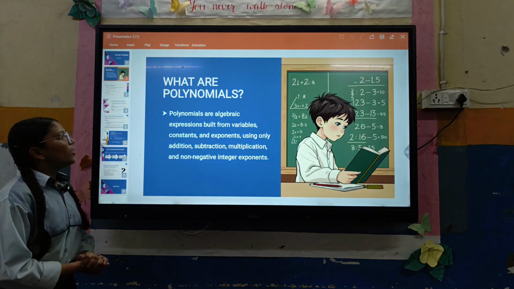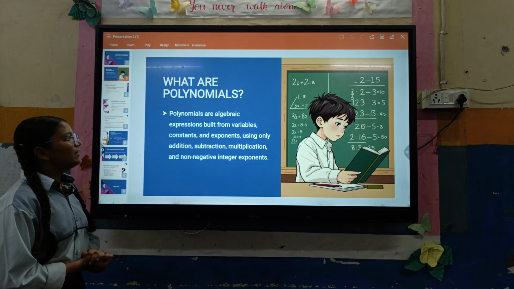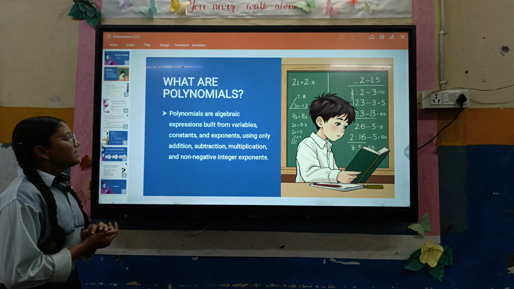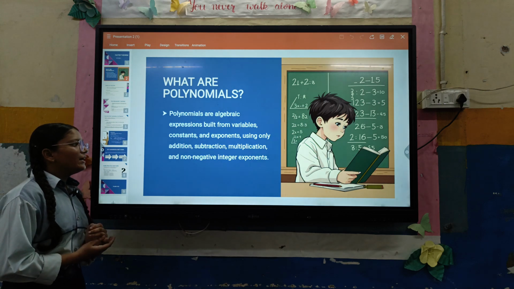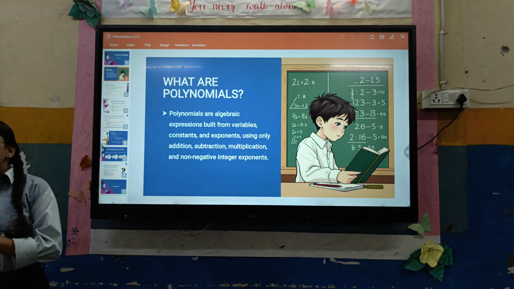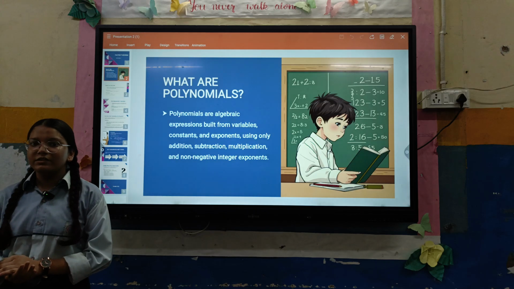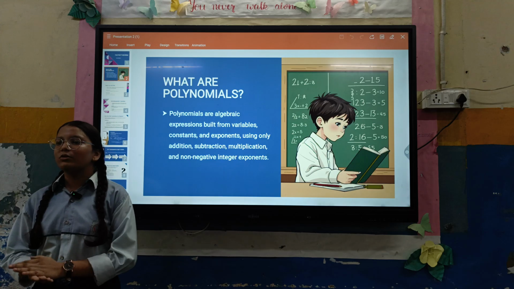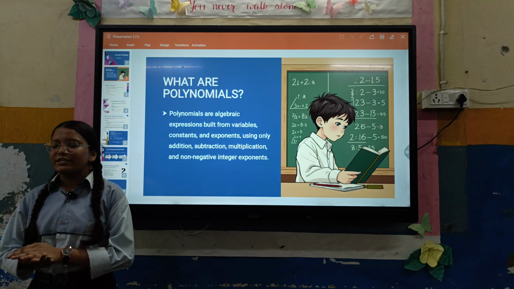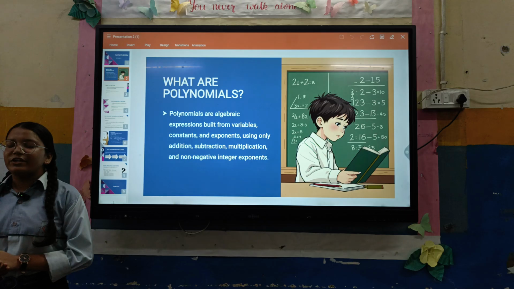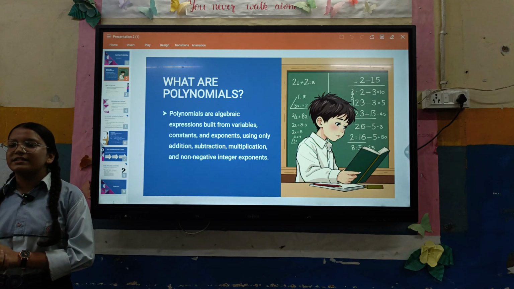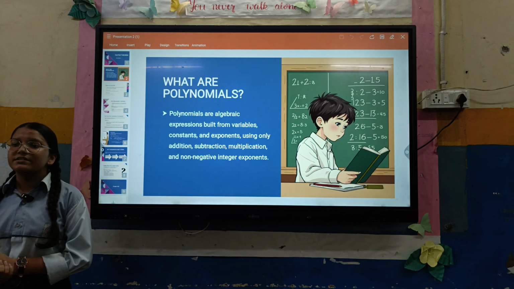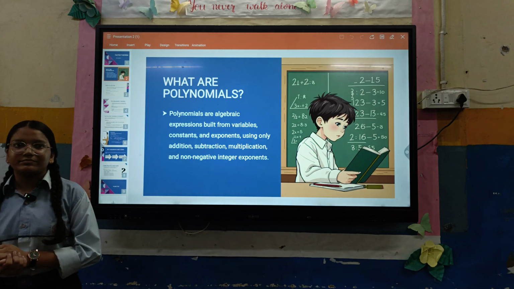What are polynomials? Polynomials are algebraic expressions built from variables, constants and exponents using only addition, subtraction, multiplication and non-negative integer exponents. Polynomials are algebraic expressions which are made from constants, variables and exponents. After reading the definition of polynomials, a question will arise in our mind: what are variables, constants and exponents?